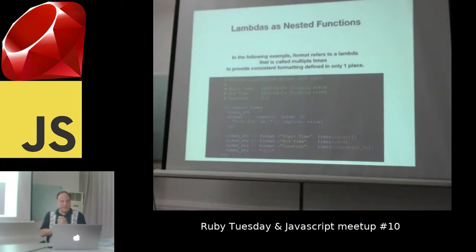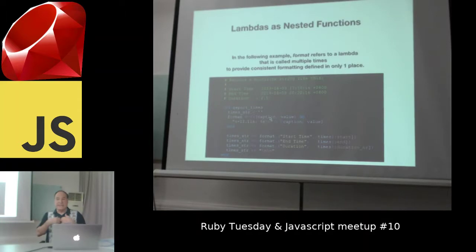Here's another example of a lambda as a nested function. Very often, or from time to time, I have the need to format text in the same way multiple times in the same method. It's always been complicated. Well, how do I do this? I want the code to be DRY, so maybe I just make the format string and specify the format string in one place, because I'm using printf style formatting here. You all know what that is? It comes from the C language.